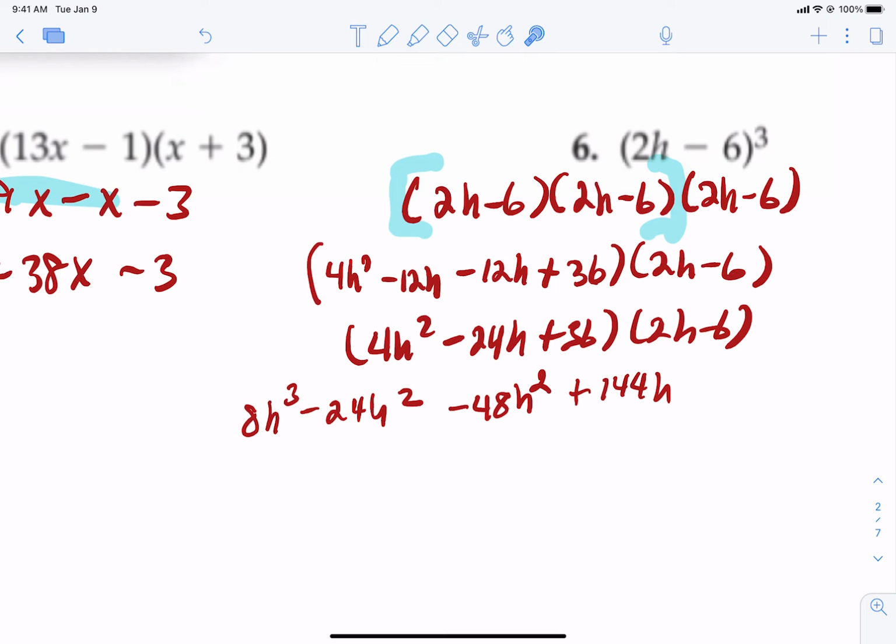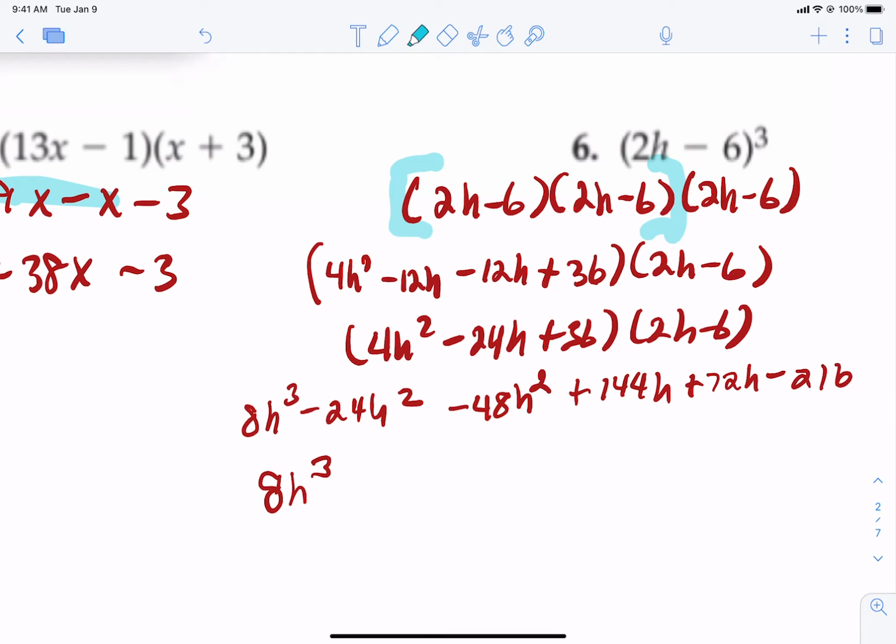Next we have to distribute the 36. We get 72h minus 36 times 6, which is 216. Now, usually in this big long list, and this doesn't always happen, but usually, there are some like terms. So the 8h cubed is its own unique thing, so just write it down.